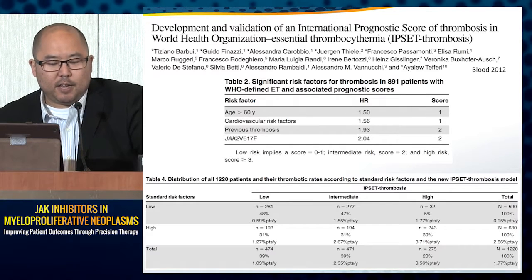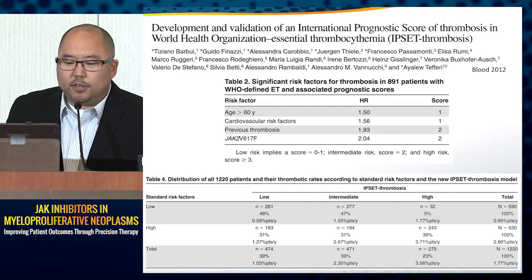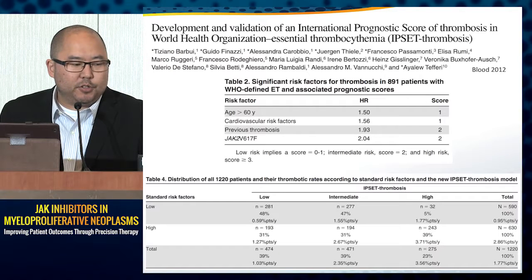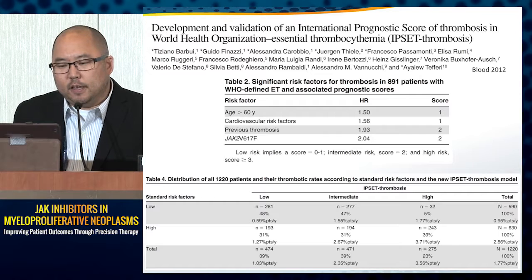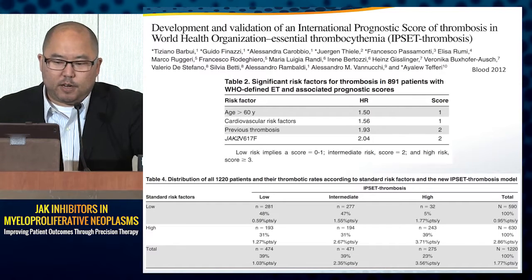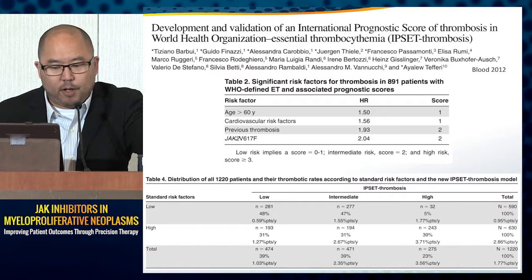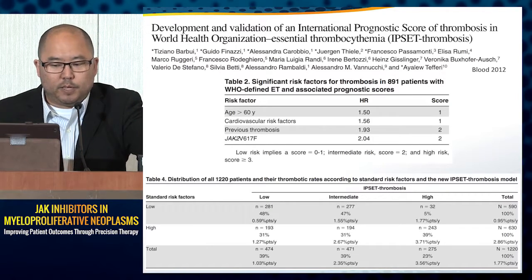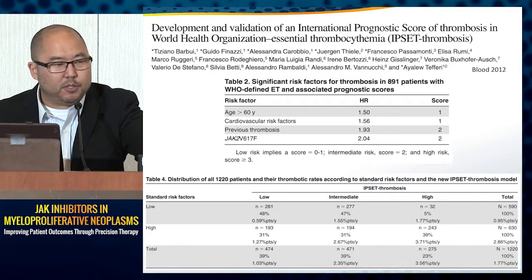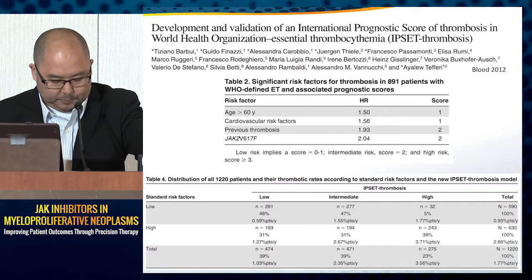So the point is that these categories by the standard criteria are fairly heterogeneous, and that you can resolve this to a little bit better clarity with this updated risk stratification scheme. Again, it's not validated, though, in terms of saying, well, if they're low risk or intermediate risk by IPSET thrombosis, that should change your treatment plan.